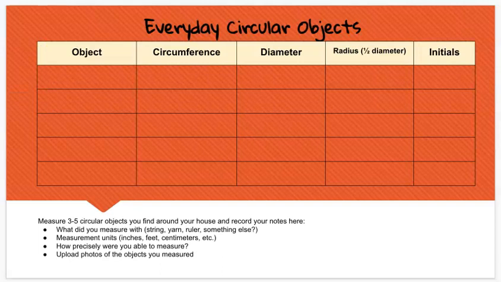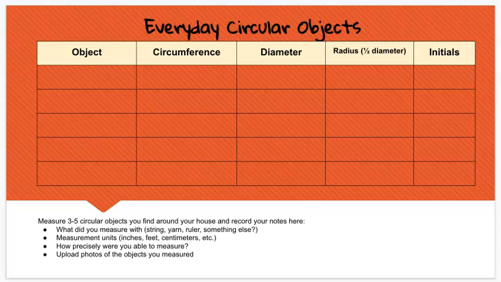This is a great activity to try. Everyday circular objects. Find 3 to 5 circular objects around your house and record your notes here. So think about some objects that you could measure. Maybe you have a water bottle or a container of oats or Pringles that has a circle on it that you can measure. You could measure with string or yarn or a ruler or something else.